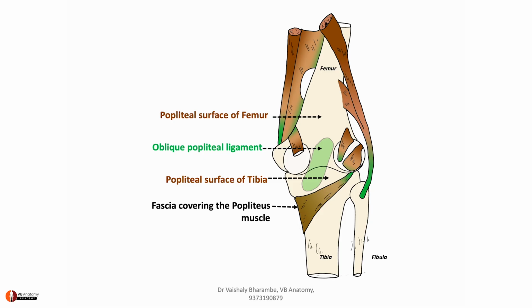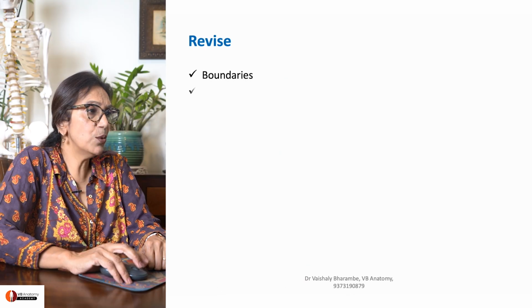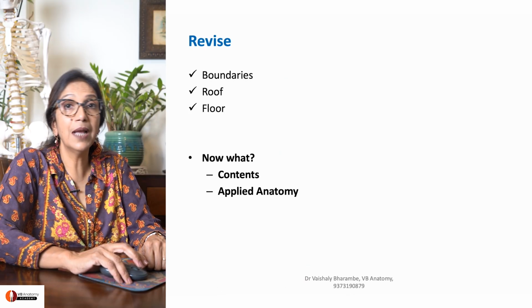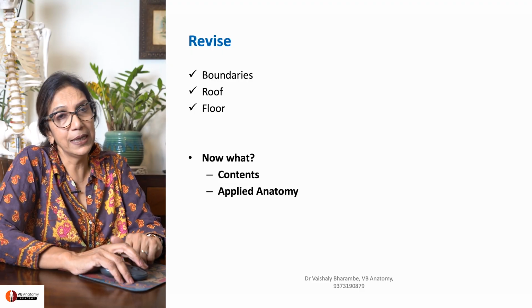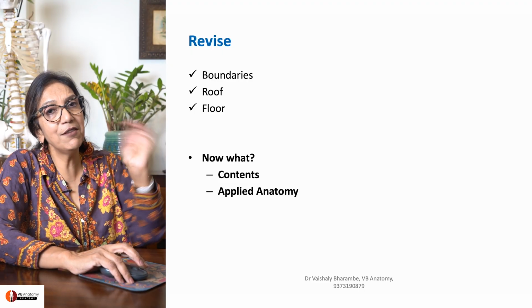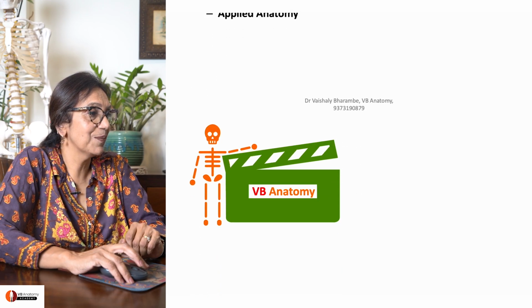So boundaries, roof, floor, done. Revise the floor quickly in your mind. Popliteal surface of femur, popliteal surface of tibia. Oblique popliteal ligament, fascia covering popliteus muscle. Clear? So let's revise boundaries, roof, floor. Now what? Now we have to talk about the contents and the applied aspects. So come, let's dive into the contents.